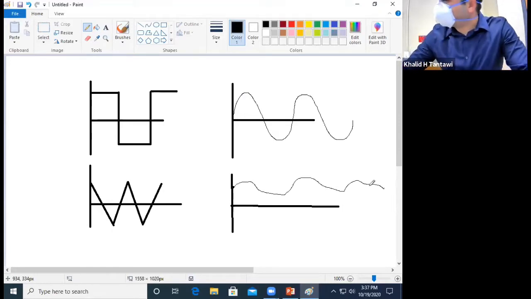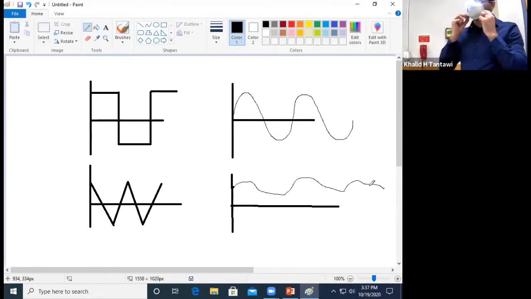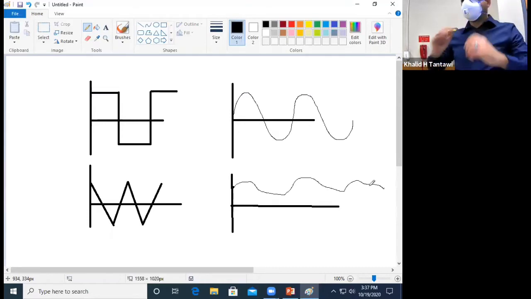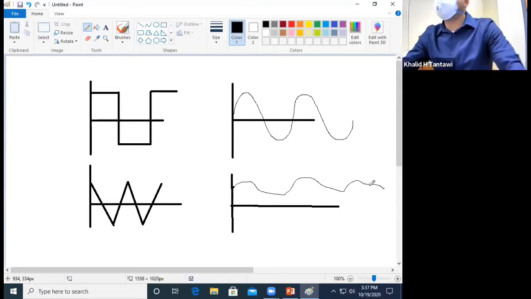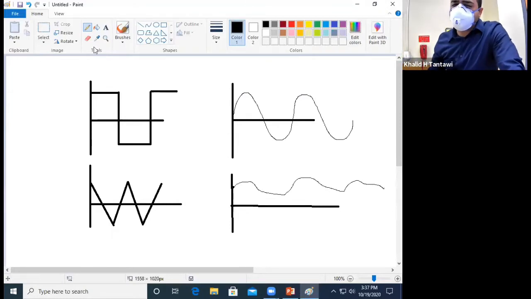So which of these signals is AC? I'd say 3 of the 4. Okay, let's start with the first one. Is it AC or not? I would say yes, it changes polarity. Okay, the first one is AC.